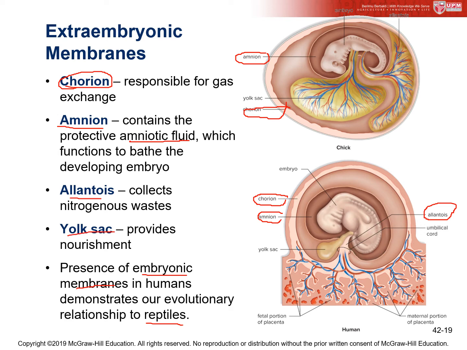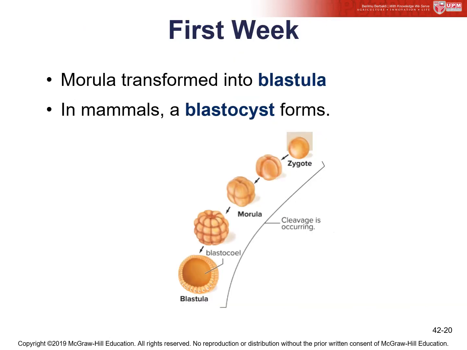Okay, the yolk sac, the yellow part of the eggs, can be found not only in the eggs of reptiles, but also in humans. But we are not totally dependent on the yolk sac as much as the reptiles. For the first week of pregnancy, the morula starts to transform into a blastula, and in mammals, the blastocyst starts to form.